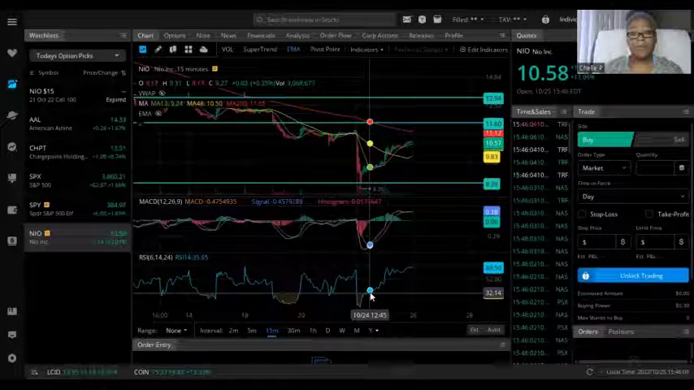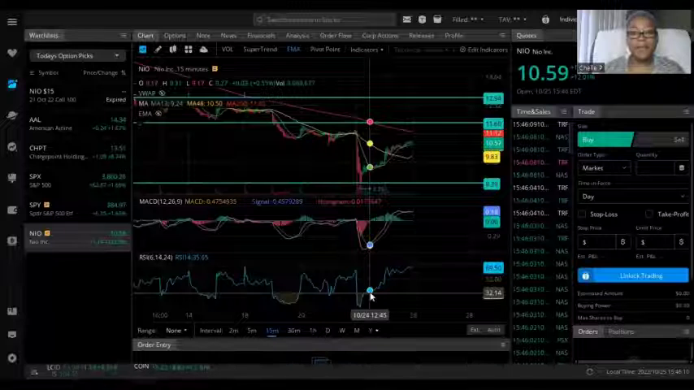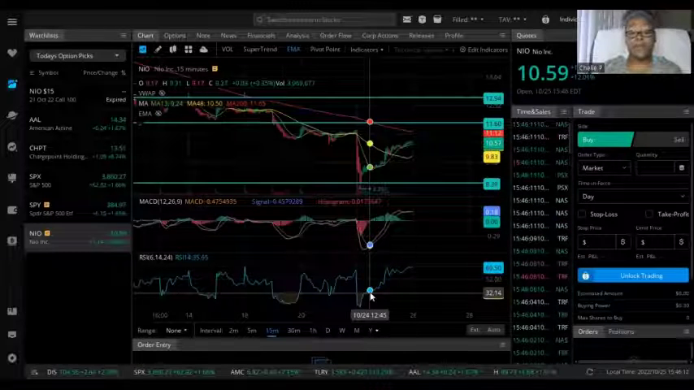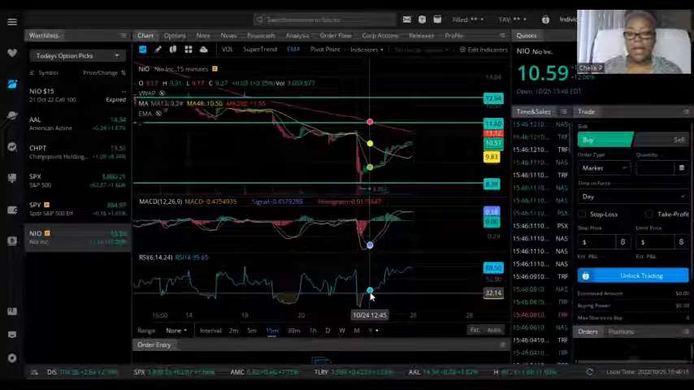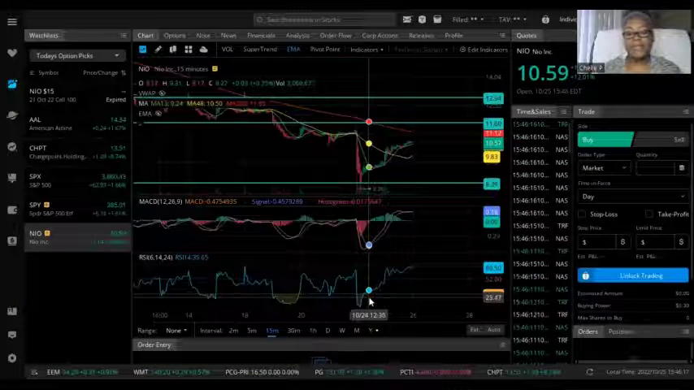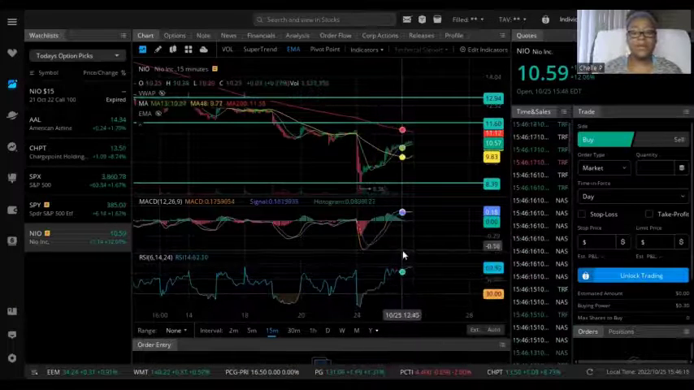You could also make profits on the way down. That's a whole other topic and subject, because now we're talking about shorting stocks and getting into options, and we're not talking about that today. We're basically going in and showing you what a chart looks like.